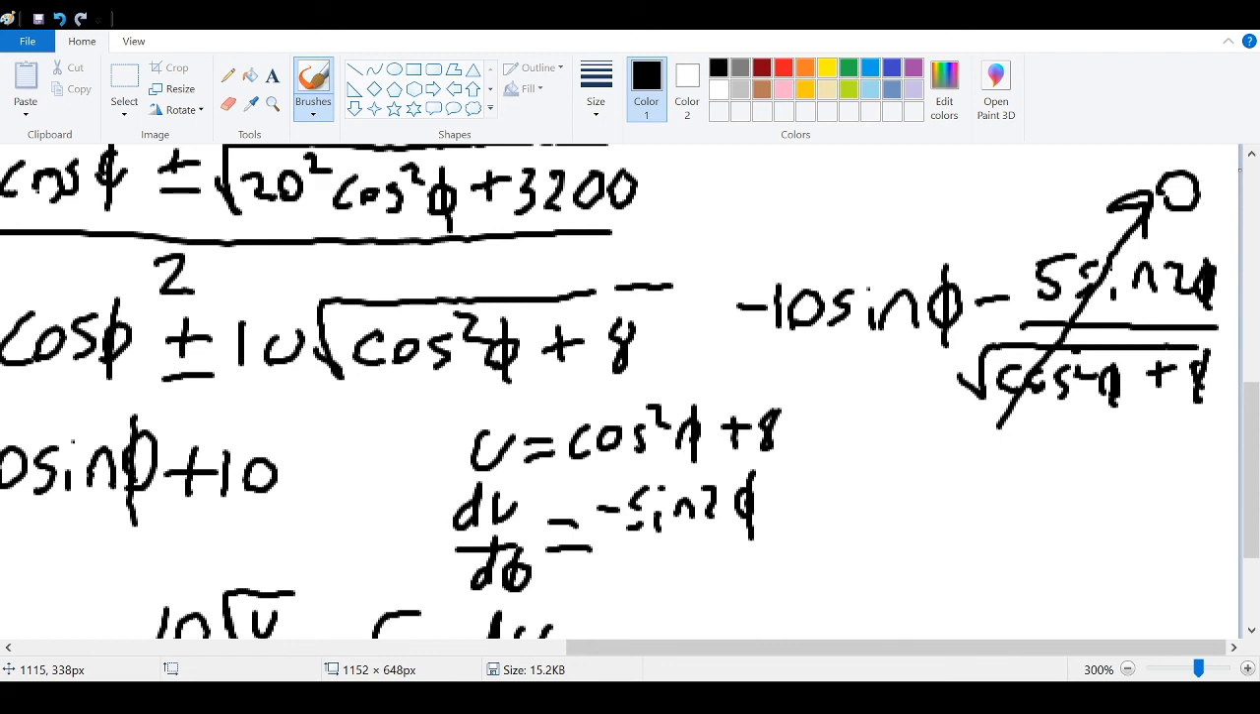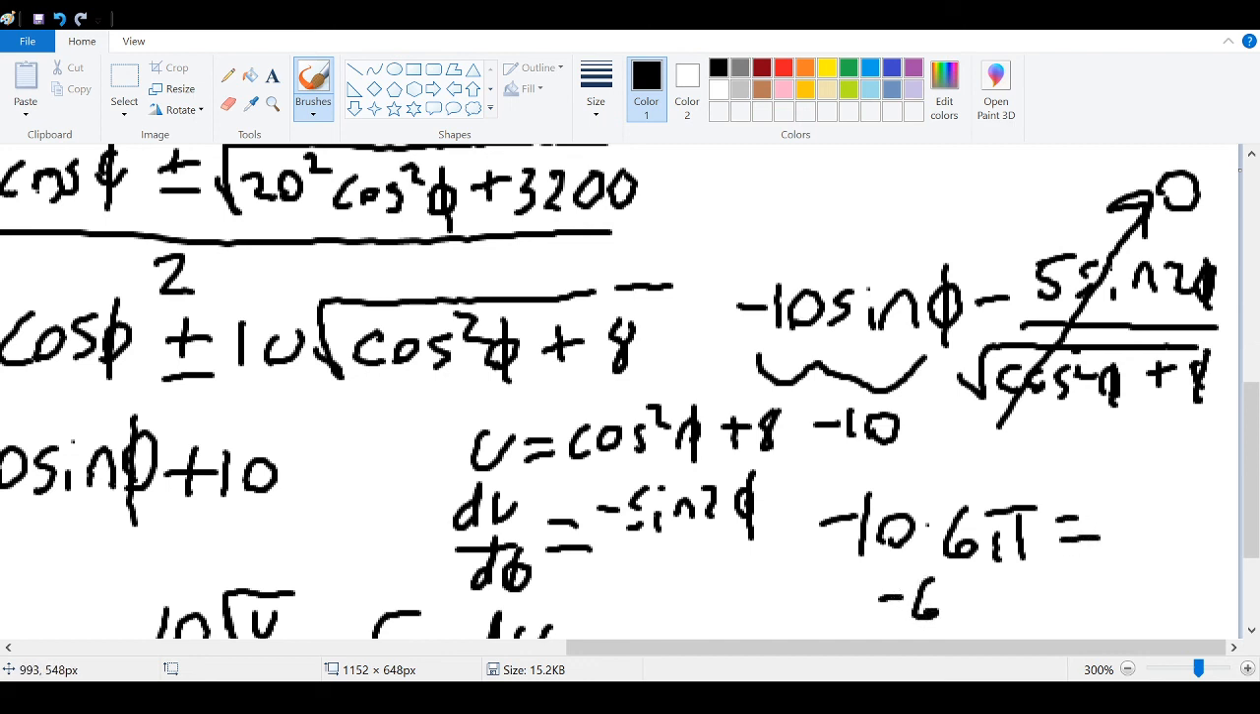And we're only left with this term, which is negative 10 times sine of pi over 2. Sine of pi over 2 is 1, so this is negative 10 times 1, which is negative 10. And one last step is to multiply by d phi dt, which is a constant of 6 pi. So the end result is negative 10 times 6 pi, which is equal to negative 60 pi. And that's your answer.